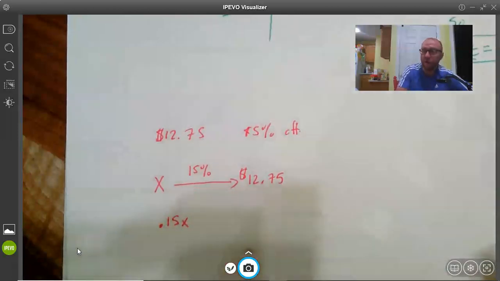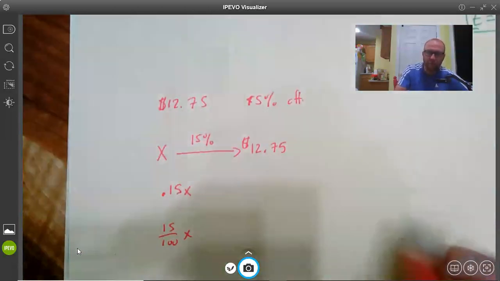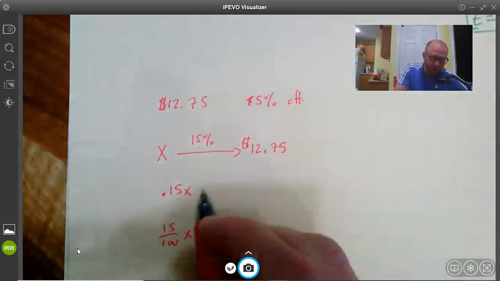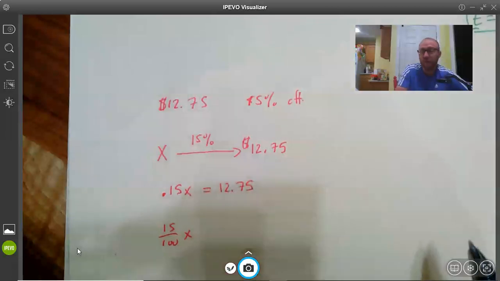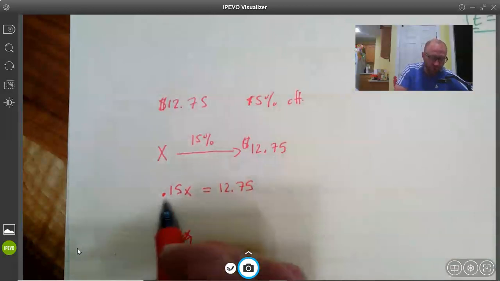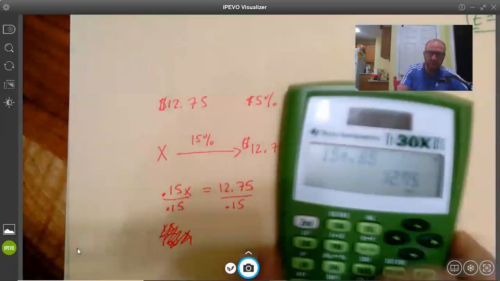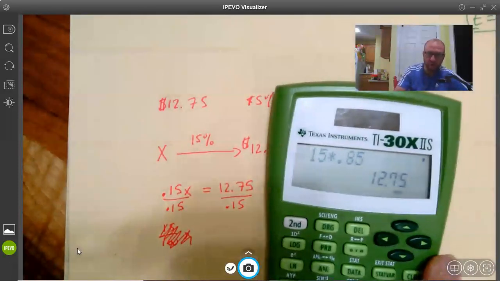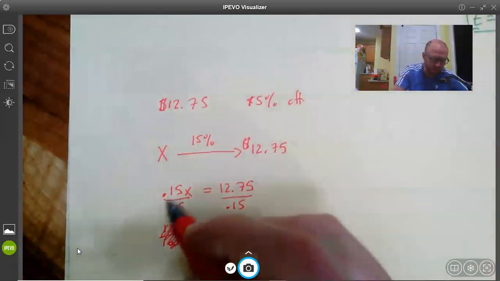0.15x. That's how we'd calculate what 15% of x was. Or I guess, if you like, 15 over 100 x. Same thing. Both 0.15x. Somehow that worked out to $12.75. So to solve this equation, all we have to do is divide by 0.15 on both sides. Or, oh, hold on a second. What am I doing? This isn't right.